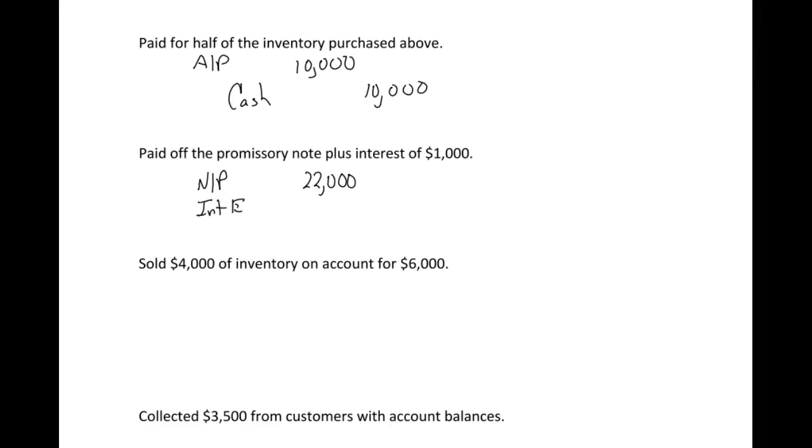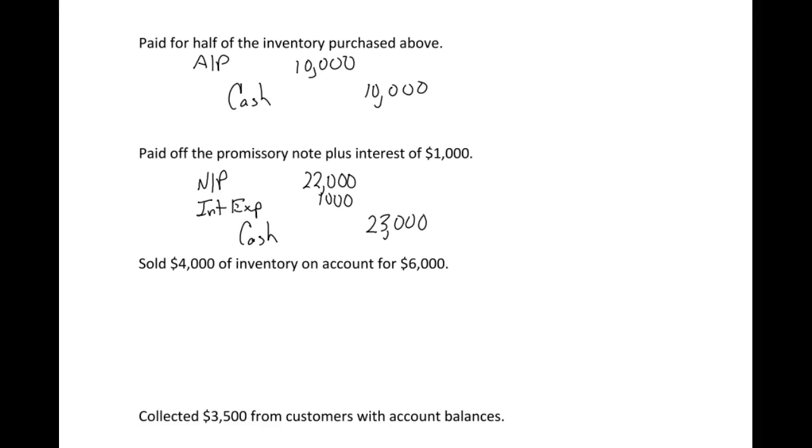We also had interest, and so we'll just call that interest expense. Remember, all expenses, go back to the first accounting cycle video, expenses are debit balances. So that's why we have that. And then we're paying for both. So we're paying off the note plus the interest. So we're paying $23,000.